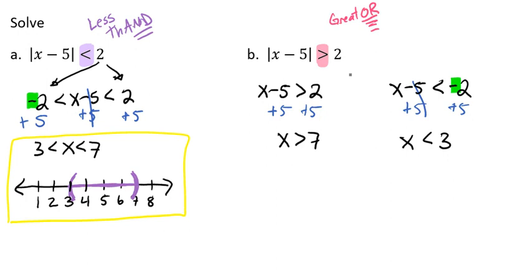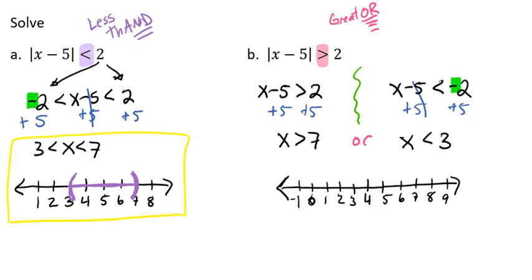So what we're going to do for this "or" equation is just write the word "or" in between them. And if I wanted to graph that, I would have an open parenthesis at the 7 going away, because it says x is greater than that. And I'd have an open parenthesis at my 3 going away from that, because "or"s go away from each other. And this would be the solution.